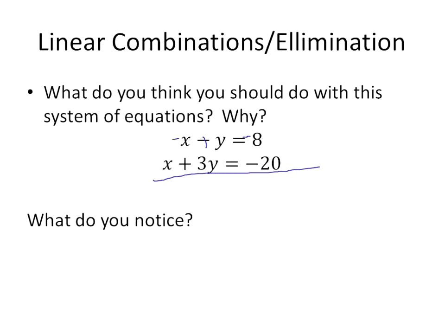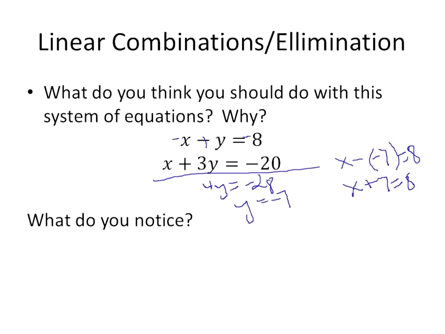So negative x is 0, positive y and 3y is 4y, and I end up with a negative 28. So my y would be negative 7, and then I could go back into my original equation, which was positive x and negative y equals positive 8, and I can put that in there. So I have x minus negative 7 equals 8, and I can solve for x. So I get x plus 7 equals 8, and I can see that x is going to have to be 1.